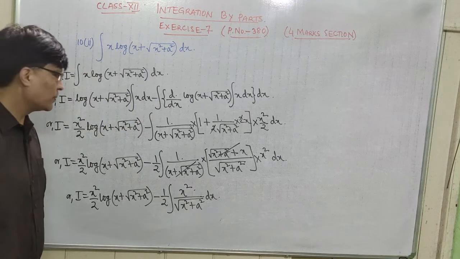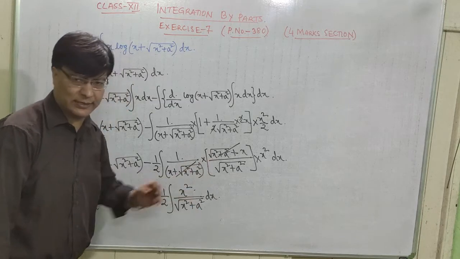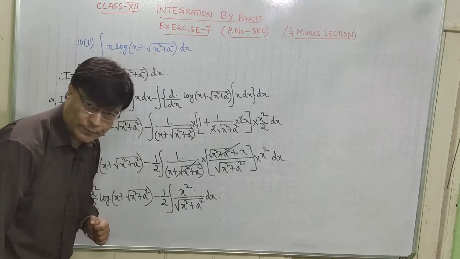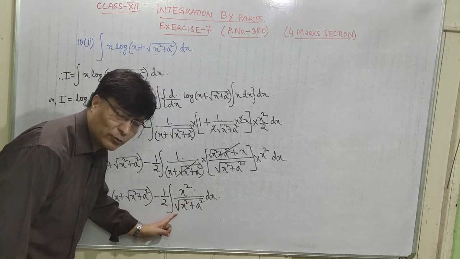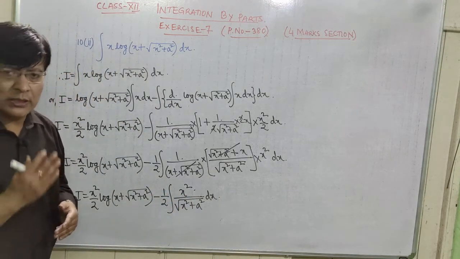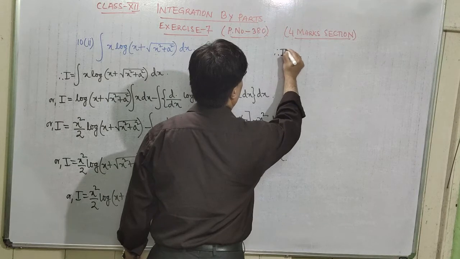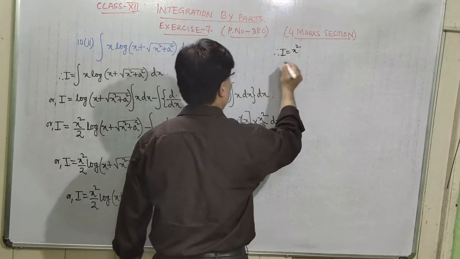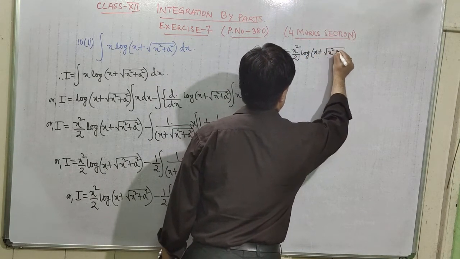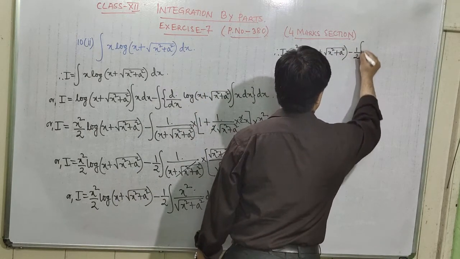Is it understood now? So we have this integral, minus half integral x square upon root over x square plus a square, dx. How can you evaluate this integration? In the numerator, what is the highest power of x? That is 2. And in the denominator within the square root, the highest power of x is also 2. So whatever is in the denominator within the square root, write this expression in the numerator. Therefore I is equal to the first term kept as it is, x square by 2 log x plus root over x square plus a square, minus half integration of.